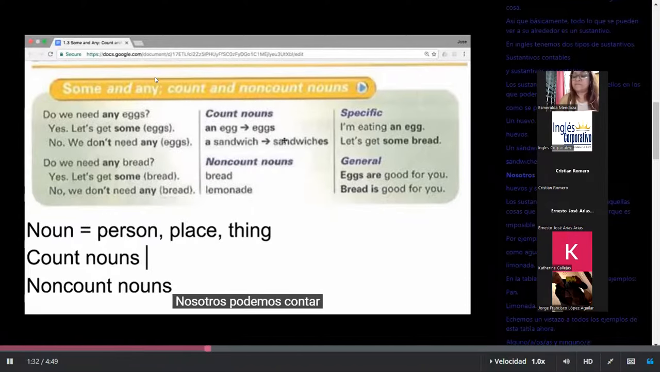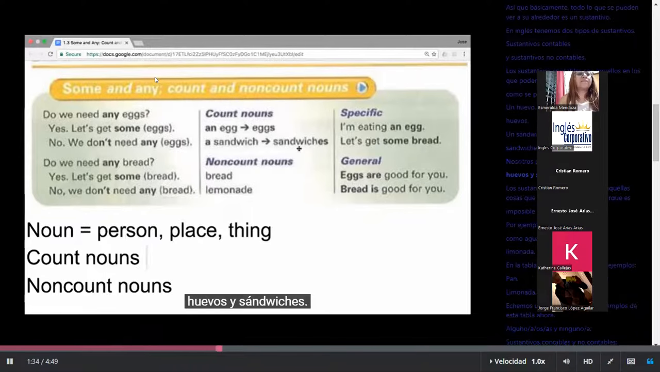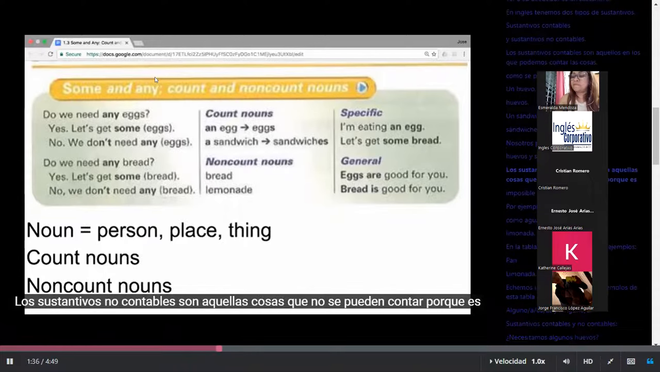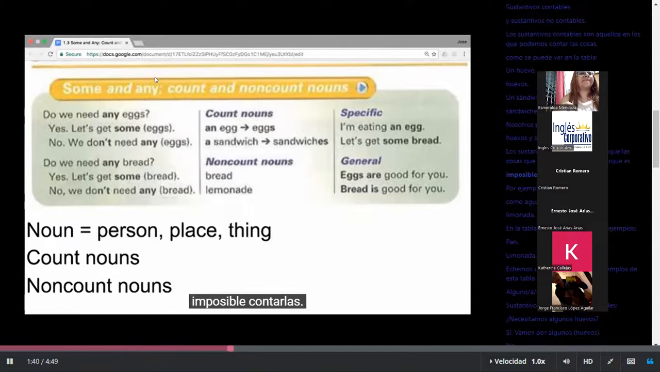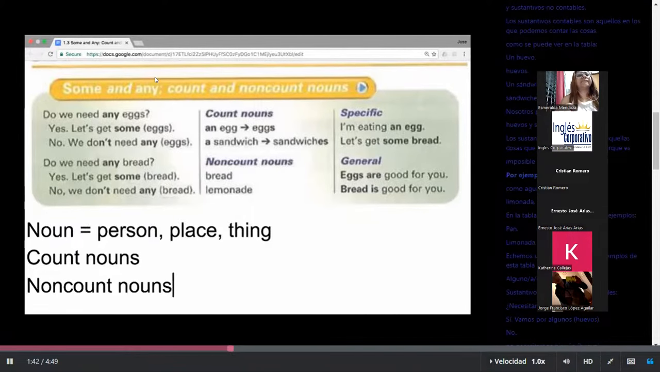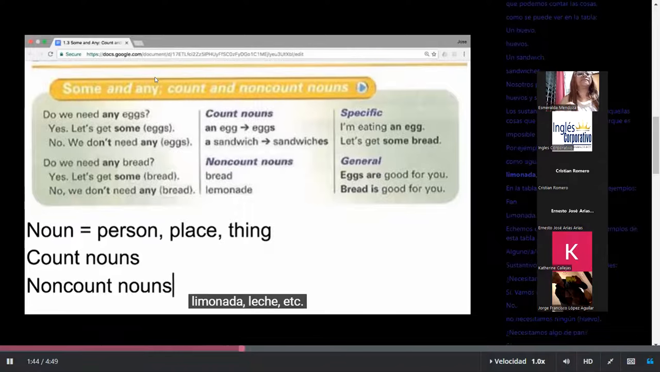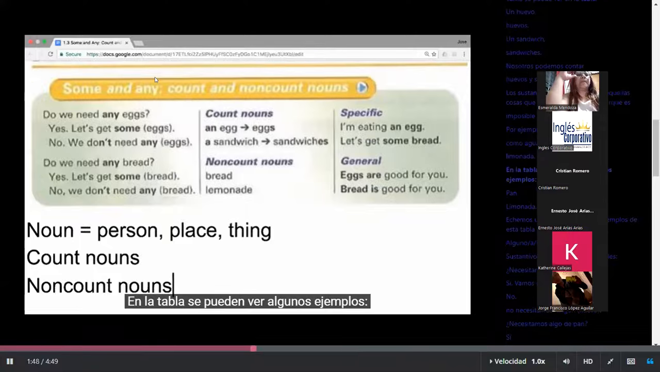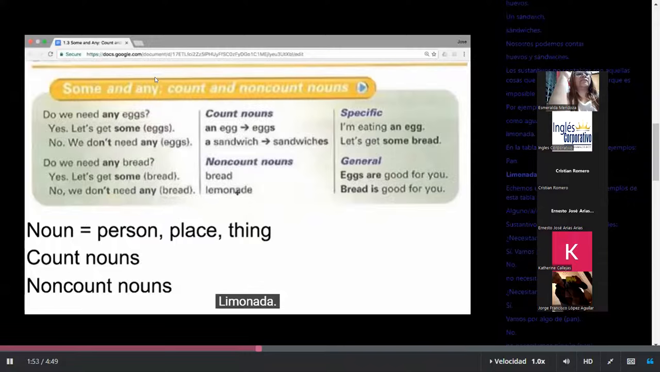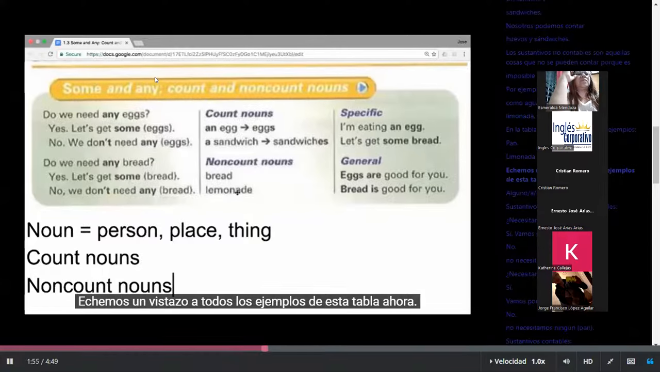We can count eggs and sandwiches. Non-count nouns are those things that you can't count because it's impossible to count. For example, liquids such as water, lemonade, milk, etc. On the chart, you can see a couple of examples. Bread, lemonade. Let's take a look at all the examples on this chart.